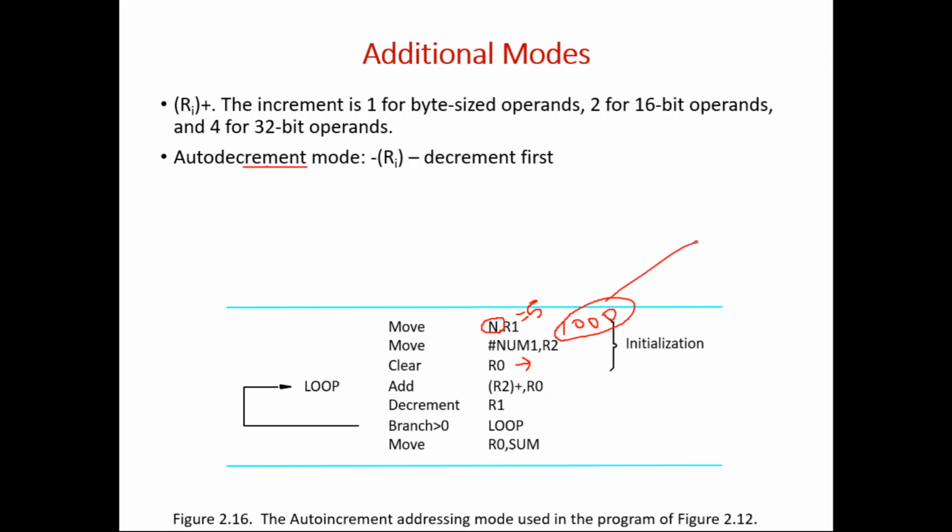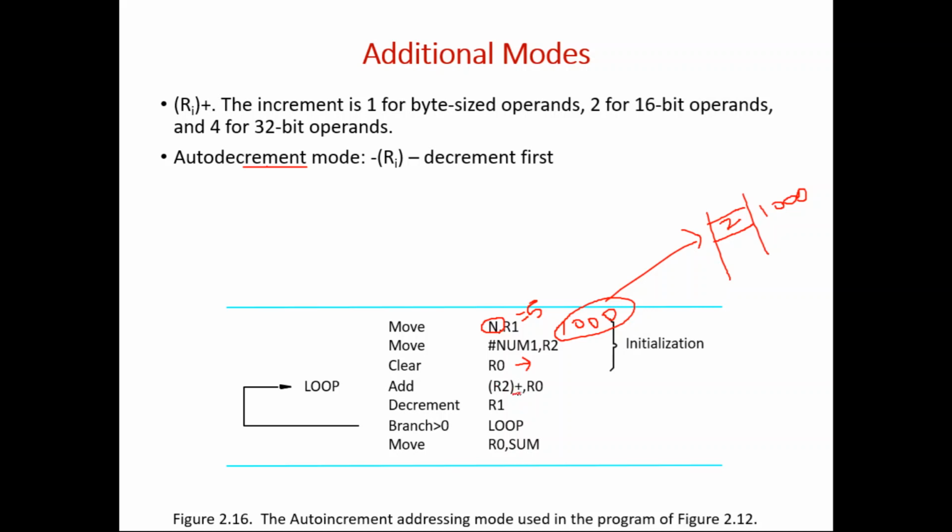It refers to that address. So 1000 contains some value. Say this is location 1000, and it contains 2. Then 2 will be added with R0. After that, R2 will increment.